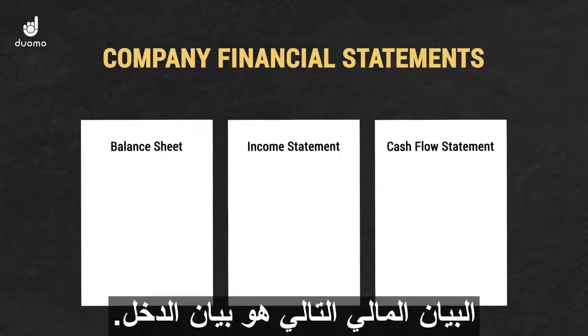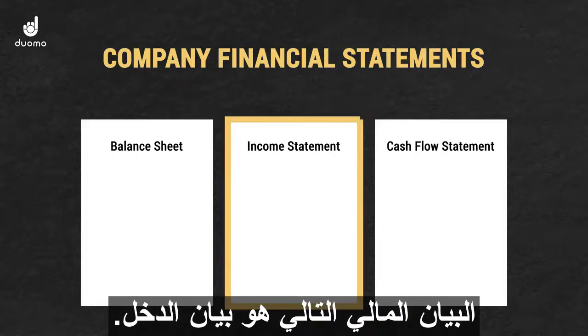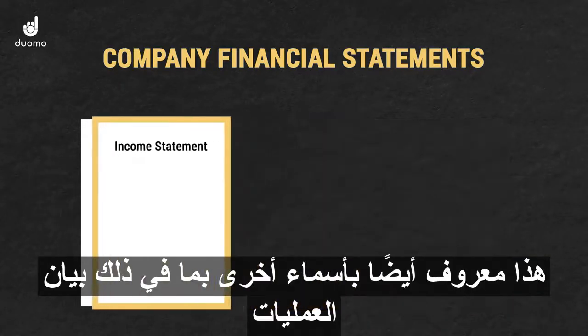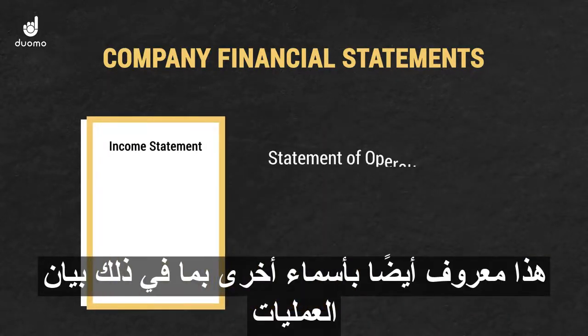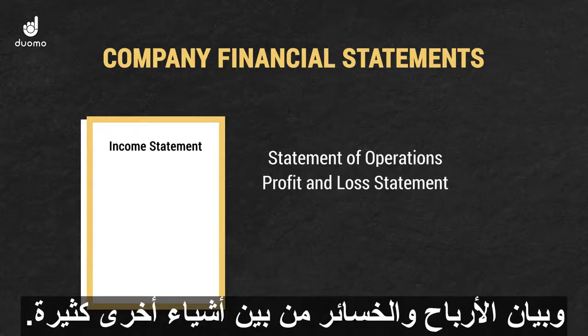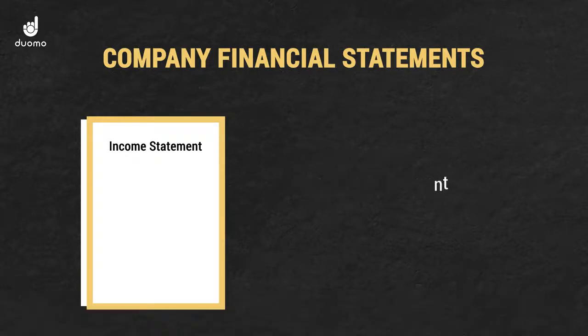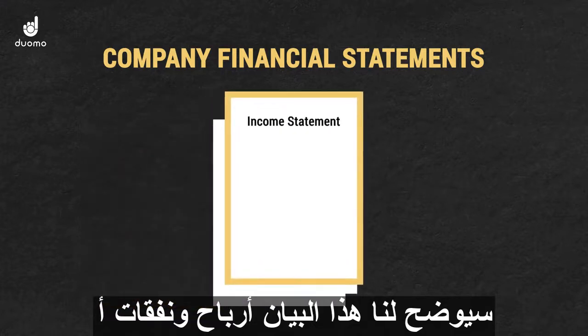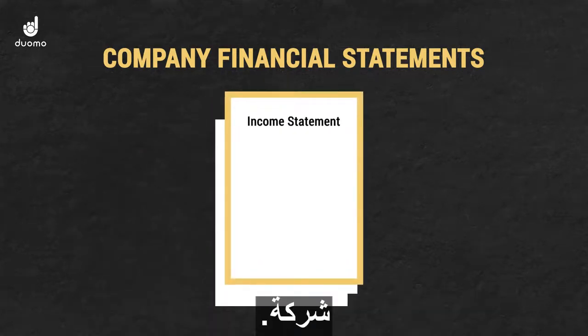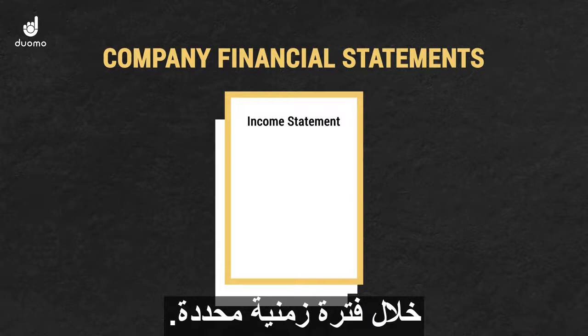The next financial statement is the income statement. This is also known by other names, including statement of operations and profit and loss statement, amongst many others. This statement is going to show us the earnings and expenses of a company over a specific period of time. This is important to keep in mind.